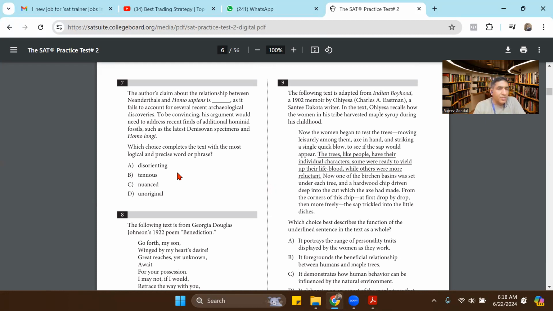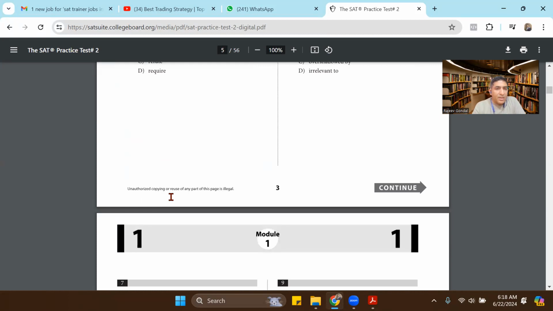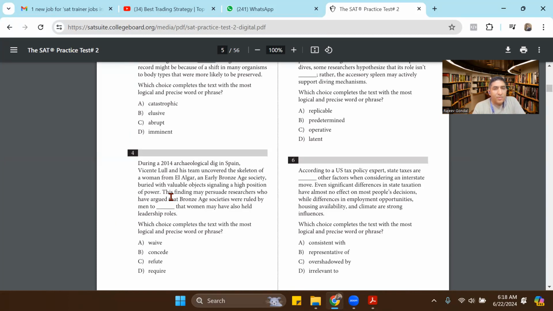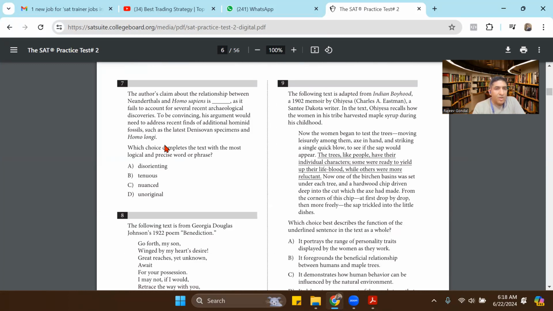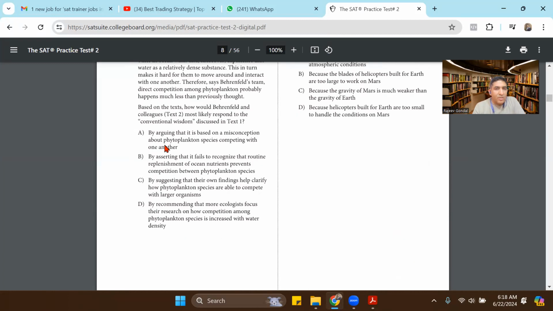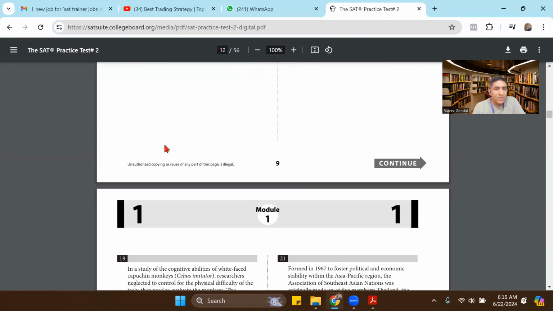Now, some of the words like tenuous are quite unknown. All others you can still make out: disorienting, nuanced, unoriginal. So some words are quite unknown, and we need to be imminent. Now, these words might not be very commonly used, and you might not be aware of them. So, this is one set.